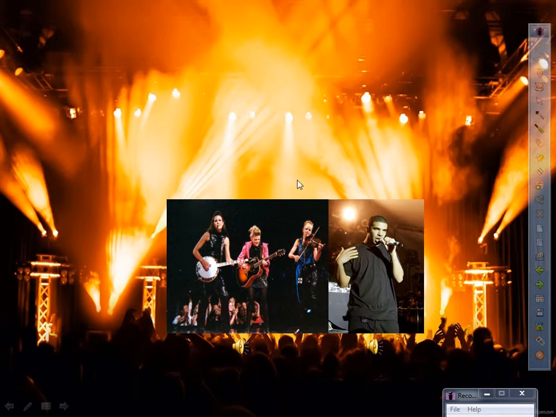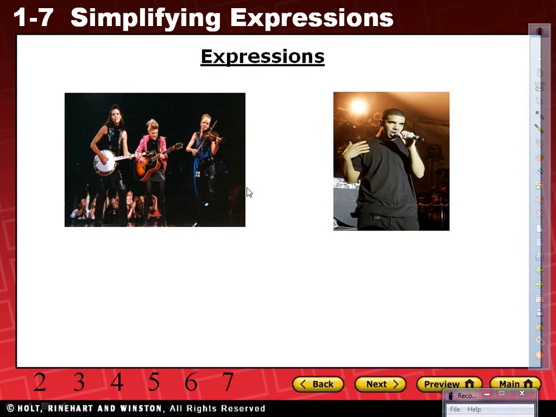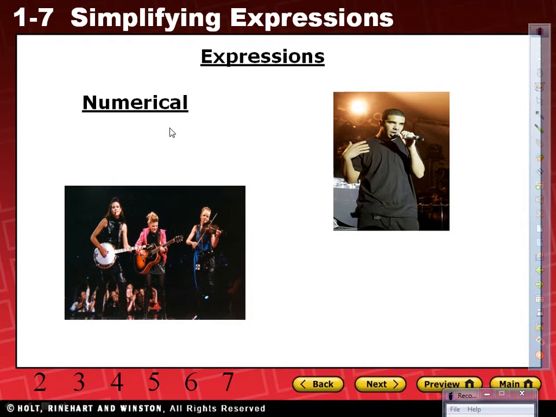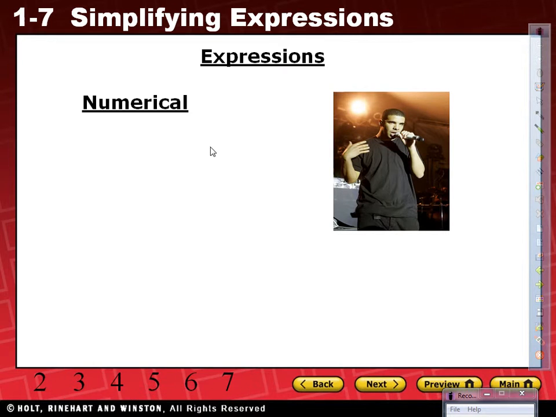Now, expressions are very similar to what we just saw. Expressions are similar because, focus please, first we started with what kind of music was this? Country, and then all of a sudden it turned into what? Rap or hip hop. So in your education, check this out. Expressions are the same way in math. When you started in elementary, all the way through, most of it was what? Numerical with operations. Is that correct?